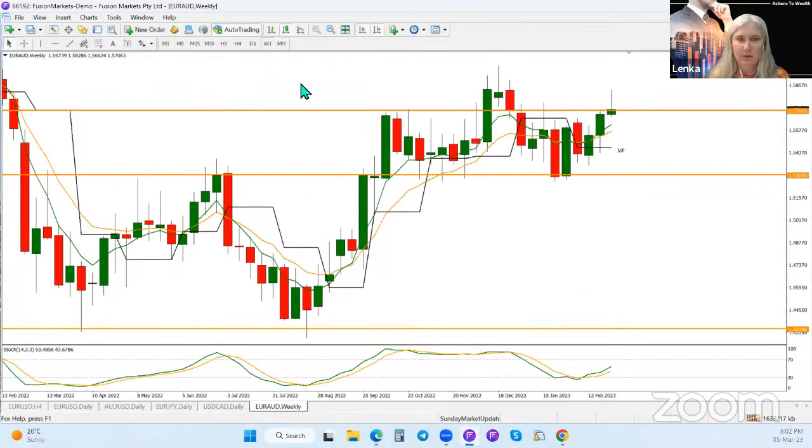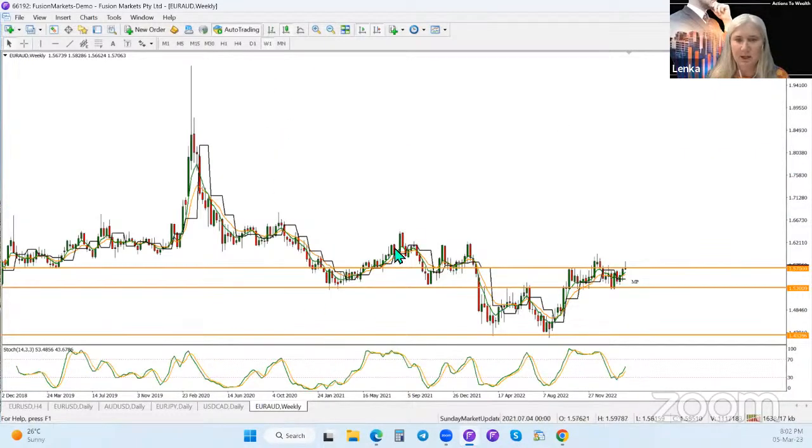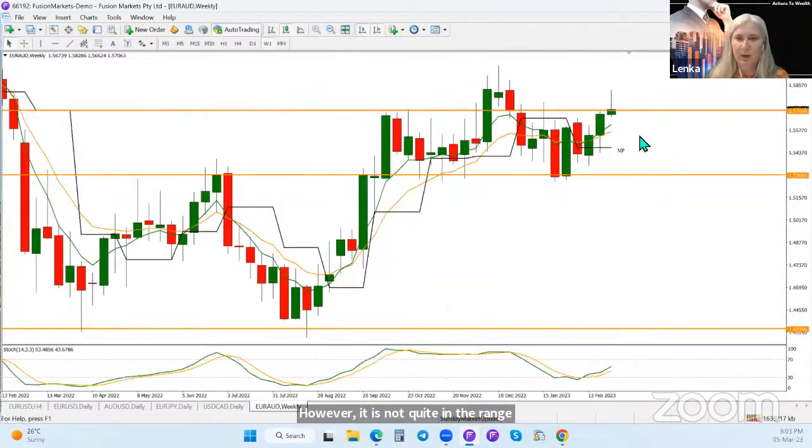When I go down to the weekly time frame, I can see that the price has been going within that range, a little bit above, back into the range, below, and now hanging around in that range. The weekly bar is a high test bar. However, it is not quite in the range yet, but that's okay. We will wait for confirmation. So what I will be looking for is some more price action within that range at the top to then look for a short opportunity.